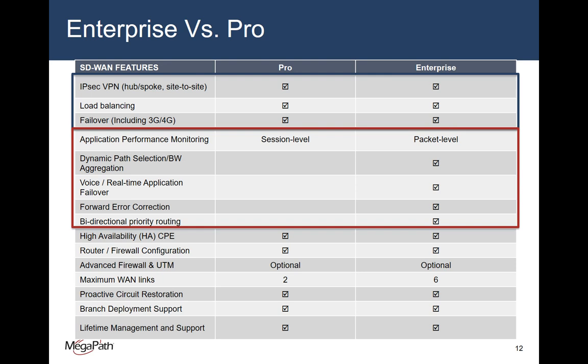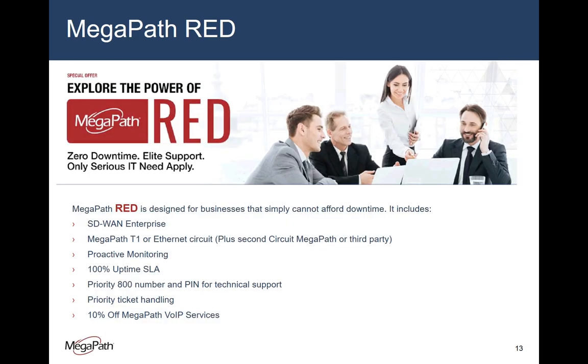And if we look at the next slide, we're going to highlight our MegaPath Red platform, which is a service that we've put together for businesses that really cannot afford downtime. Michael mentioned that most applications now are moving to the cloud, so it does not matter how safe, secure, and redundant your cloud applications are if your network locally is down. And so MegaPath Red takes advantage of our SD-WAN Enterprise solution and at least one MegaPath T1 or Ethernet circuit.